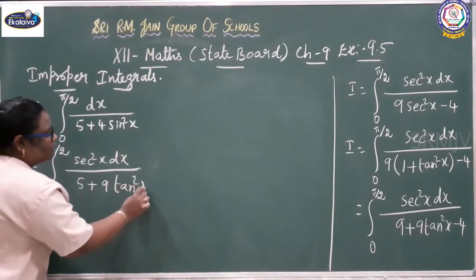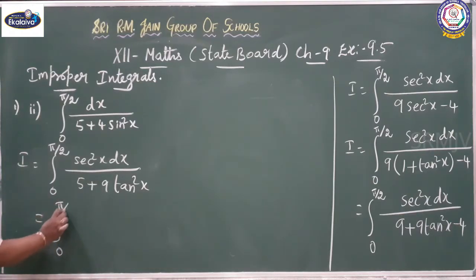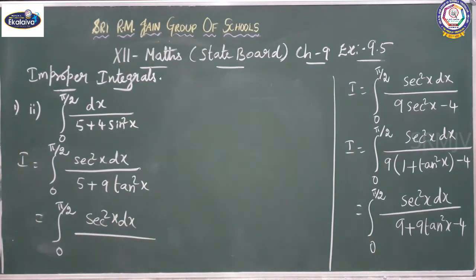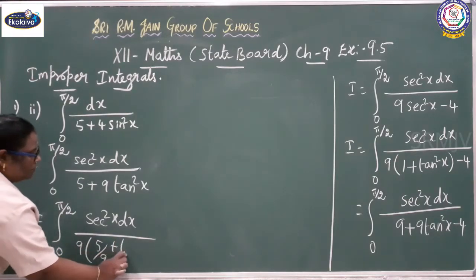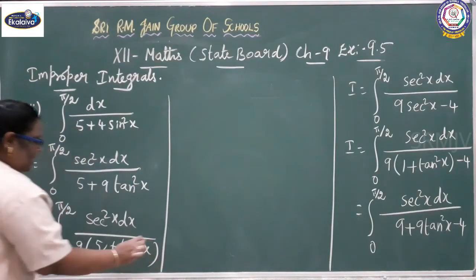5 plus 9 tan square x. You can take 9 commonly out. You can check it, there is no coefficient in the tan square x term. So, it gives integral 0 to pi by 2 secant square x into dx by 9 commonly out. See, it is not a multiple of 9, so you can write it as 5 by 9 plus tan square x.